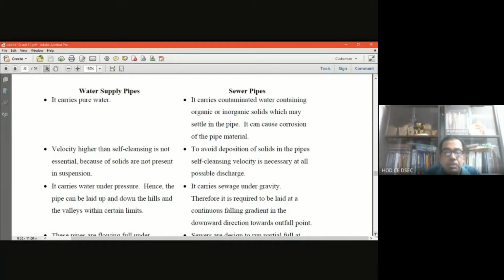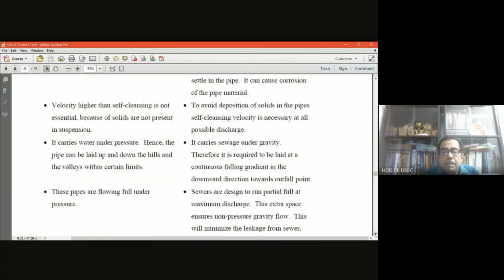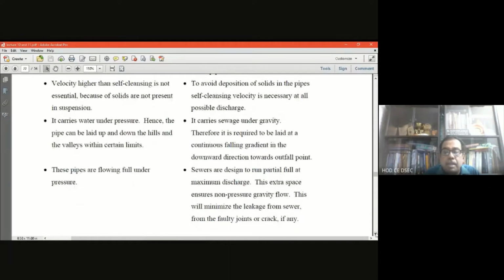Therefore, it is required to be laid at a continuous falling gradient downward up to the outfall point in the low-lying area, which I just now mentioned. Then the water distribution pipes are full under pressure. But sewers are designed to run partially full at maximum discharge, not full flow. It is partially full, not full.